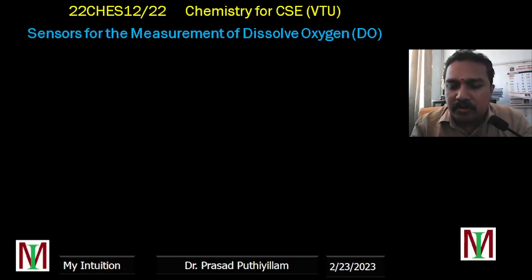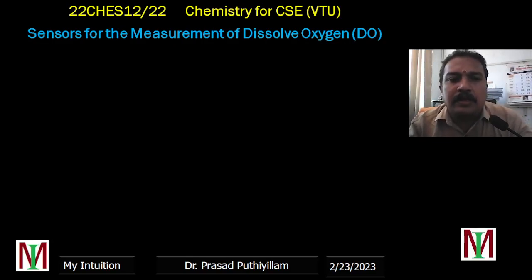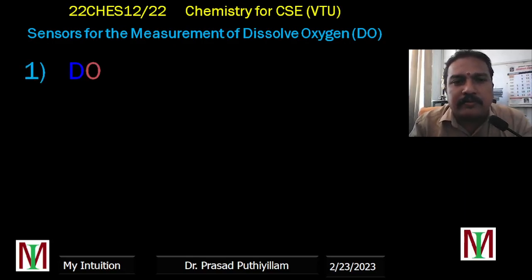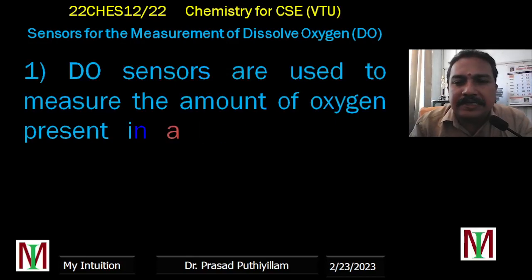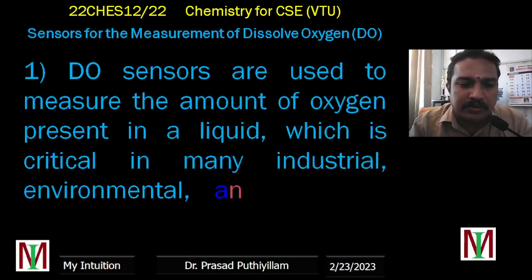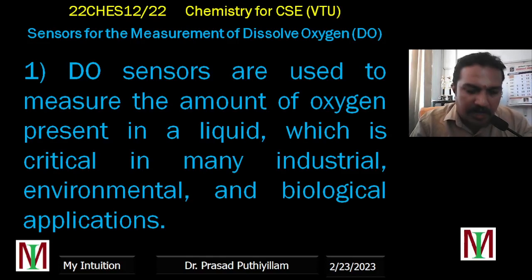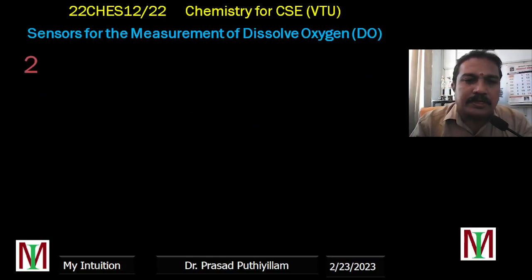Okay, so dissolved oxygen, some amount of oxygen will always be in a dissolved state in the water, that we have to measure many times to check the quality of the water, or to use that water for some other purpose. So DO sensors are used to measure the amount of oxygen present in the liquid, which is critical in many industrial, environmental and biological applications.